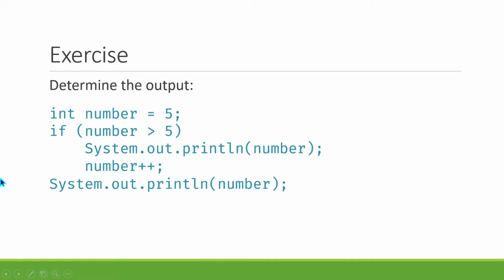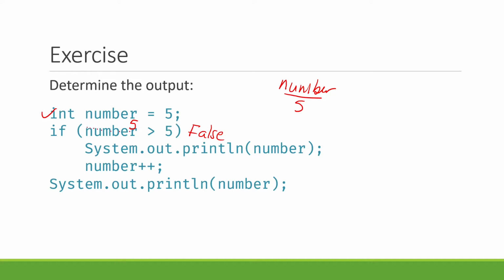So hopefully you had a chance to try and determine the answer. If I was to keep track here, we've got the variable number, and it's being initialized to a value of 5. The next statement, I want to know, is number greater than 5? So is this statement true or false? Well, number is currently 5. So we're basically asking if 5 is greater than 5. This obviously is going to be false because 5 is not greater than itself. It's just equal.